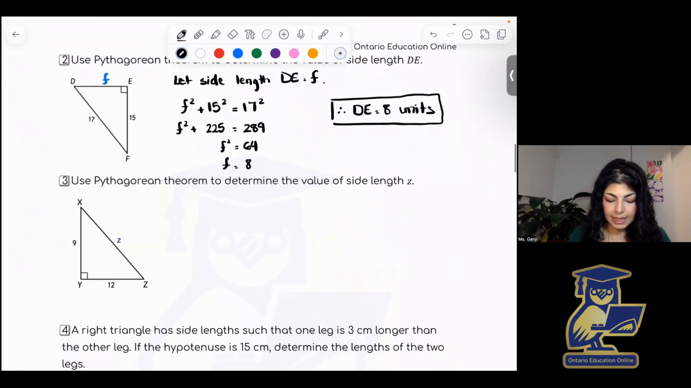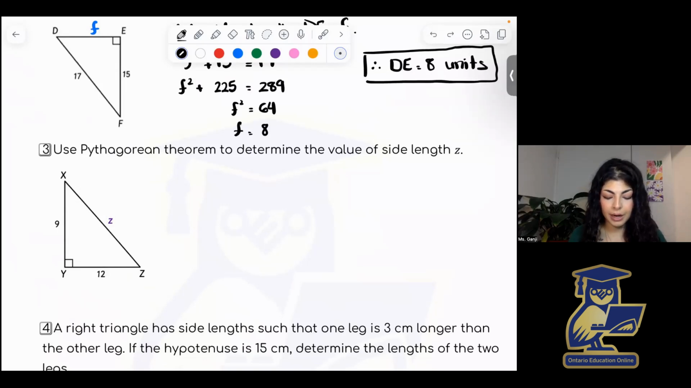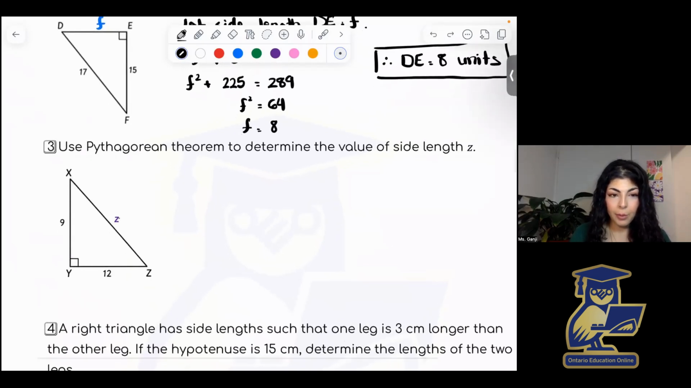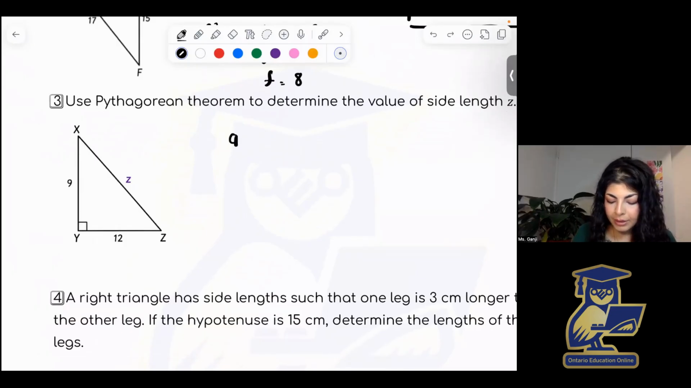Now, in this next example, we have side length Z already defined for us. And here, this is actually the hypotenuse here. So yes, I will point out that this is better if this was Y to correspond with this Y, but that's okay. We can still solve it. So here, 9 squared plus 12 squared. So these are my legs of this right angle triangle. These are going to be equal to Z squared.